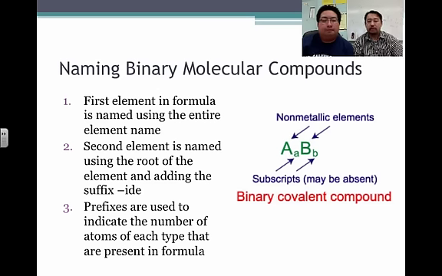So there are similarities and differences between naming an ionic compound versus a covalent compound. What's similar is they both end in -ide for the second element. But now you also have to deal with prefixes in naming the formula. And that tells you the number or amount of atoms for each of the parts of the compound.